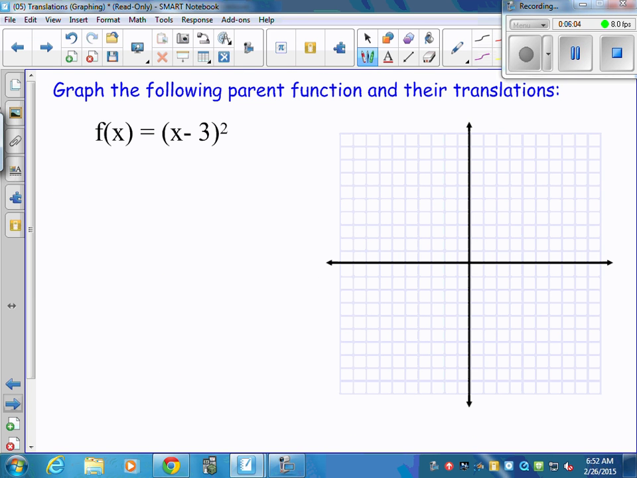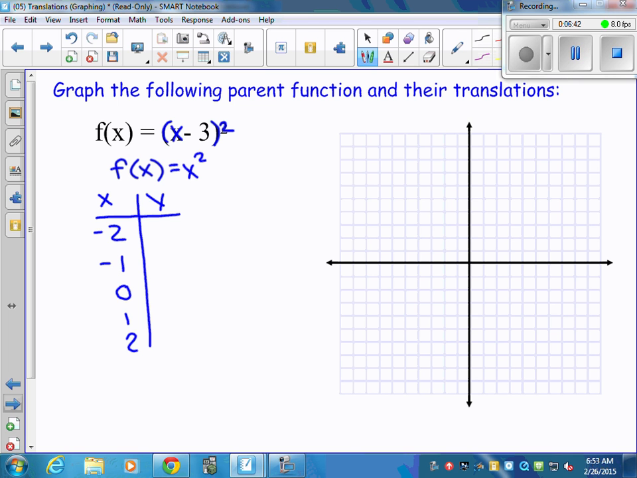Okay, looking at our next operation, how do you identify the parent is always the first thing that we want to look for. Identify your parentheses, find the variable, and see what is the consistent thing. We only have our 5 parent functions, so it's either an x squared, an x cubed, an absolute value, a square root, or an inverse of 1 over x. So we've identified the parent function. We've got f of x equals x squared as our parent. So we've got -2, -1, 0, 1, and 2. Our y values are 4, 1, 0, 1, and 4.